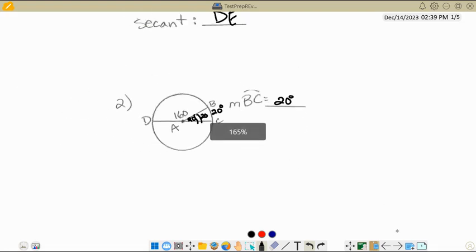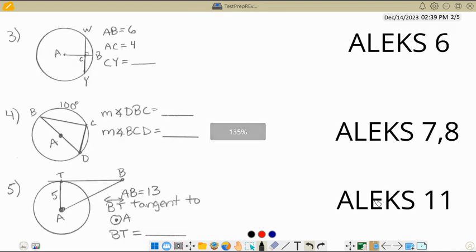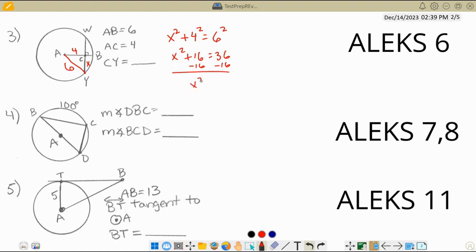On number 3, let's look over here at number 3. The key is you got to draw in a radius to Y. So this is also a radius, like AB was a radius. AB is 6 long, so AY is 6 long. And then AC is 4 long. And we're looking for CY, so let me put an X right here. So I'm going to go X squared plus 4 squared equals 6 squared. And I get X squared plus 16 equals 36. I subtract 16 from both sides, and I get X squared equals 20. And then I take the square root of 20.